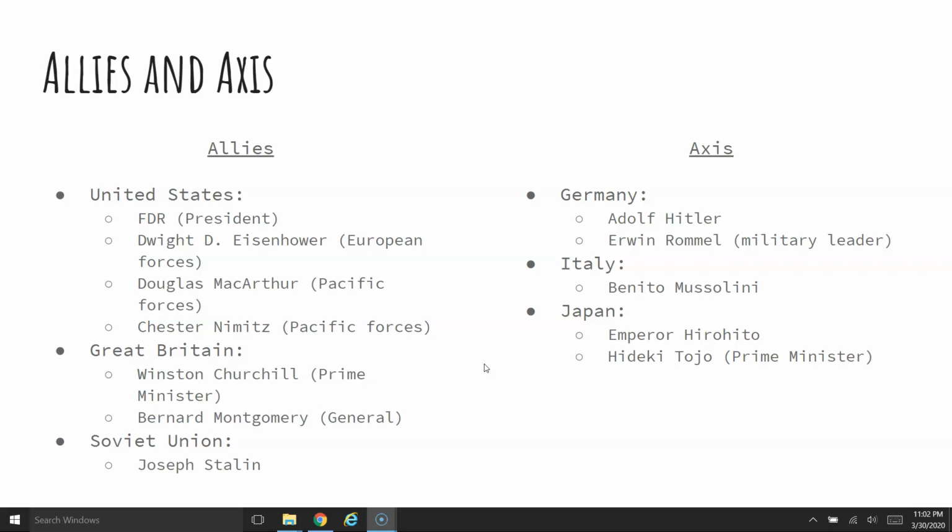When we discuss World War II, we usually refer to the two sides as the Allies and the Axis. As far as the Allies go, now that the United States has officially joined the war, they include the United States, Great Britain, and the Soviet Union. And those three nations are usually referred to as the Big Three. France is sometimes included in that, but it's important to remember that France as a nation had been overrun by the Germans at this point in time.